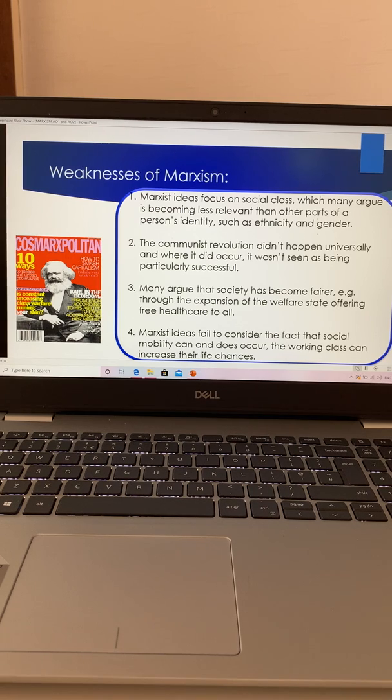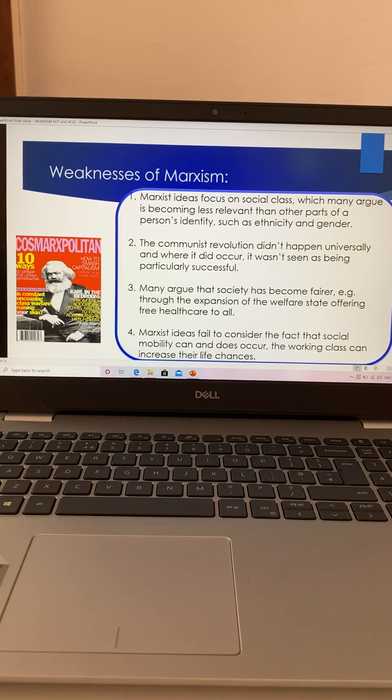The communist revolution, like we mentioned earlier, isn't successful. It doesn't happen universally. It takes a lot of time. And personality and individual factors are really important. There's always going to be somebody who wants to be the leader. So the communist society, the revolution, it's just not practical. Some argue that actually we're becoming too fair. So things like the welfare state, free healthcare to all, our benefit system. If you link that back to family, some of the social policies that we've looked at, how would a Marxist support or go against some of those policies?